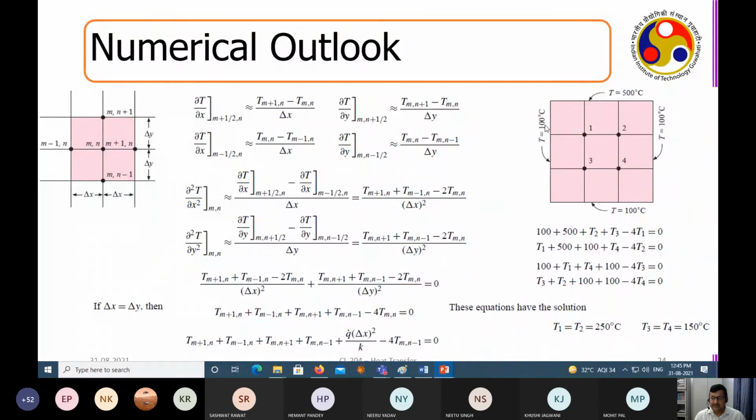You know all the numbers here around this. So if you solve these 4 equations, how many variables are there? T1, T2, T3, T4. How many equations are there? 4 equations. If you solve these equations simultaneously, it's an algebraic equation, you obtain T1, T2 to be 250 degrees centigrade and T3, T4 to be 150 degrees centigrade. So you have a numerical solution obtained. This is an elliptic equation. Using the elliptic equation, del square T by del x square and del square T by del y square, you have converted to a set of algebraic equations. Those set of algebraic equations you solve simultaneously in order to get the temperatures at points 1, 2, 3, 4.